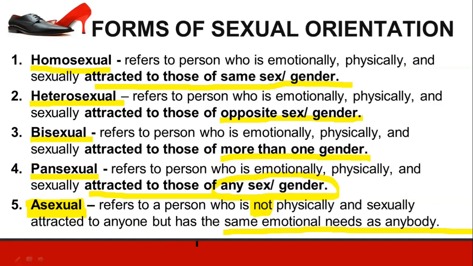Asexual people is parang they're not physically and sexually attracted to anyone but meron silang emotional needs na kailangan i-fill out. Kailangan nila ng companion, kailangan nila ng makakasama, kailangan nila ng usap, pero hindi ganun katulad or hindi ganun kalalim ng relationship katulad nitong sa apat na to. So, next one, before I proceed pala, I will be discussing what is the difference between sexual orientation and sexuality.